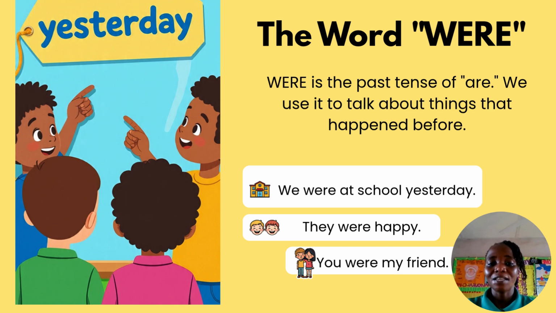Don't forget, it is a helping verb. Examples we have: we were at school yesterday. They were happy. You can say they were happy when they saw their mother. You were my friend in primary school. You can see from all the sentences given, the word were is used to indicate an event that happened before, that happened in the past.